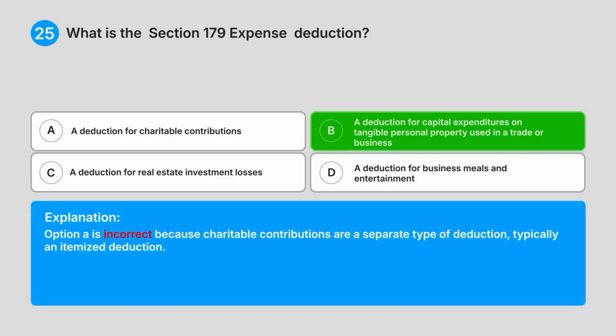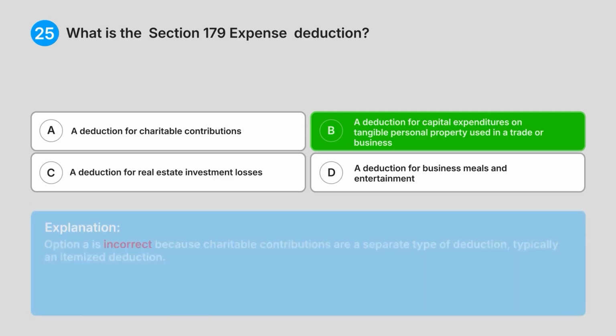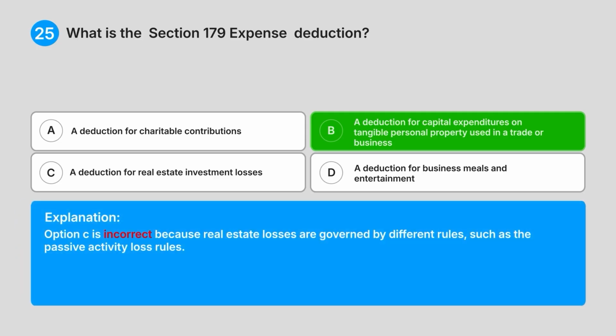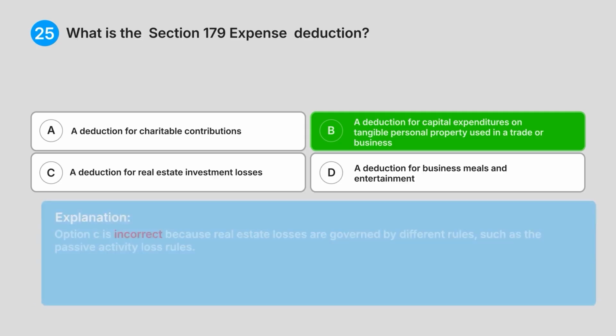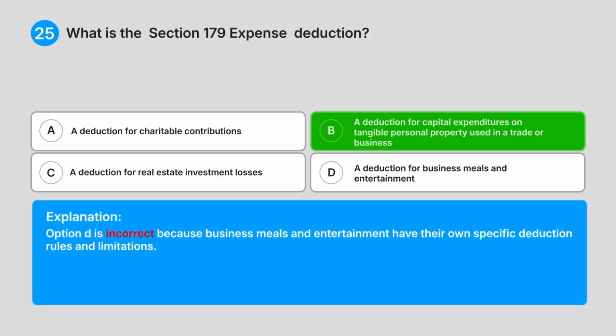Option A is incorrect because charitable contributions are a separate type of deduction, typically an itemised deduction. Option C is incorrect because real estate losses are governed by different rules, such as the passive activity loss rules. Option D is incorrect because business meals and entertainment have their own specific deduction rules and limitations.